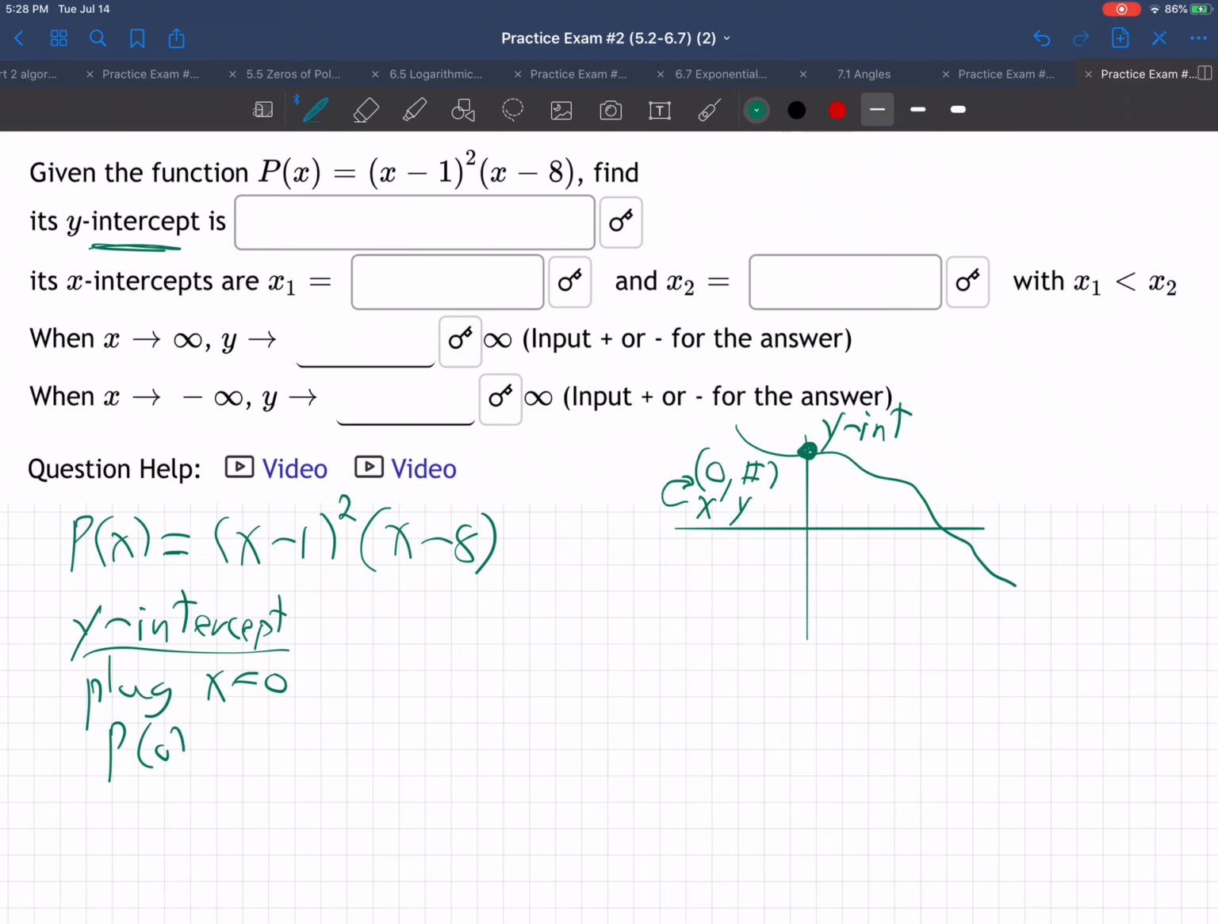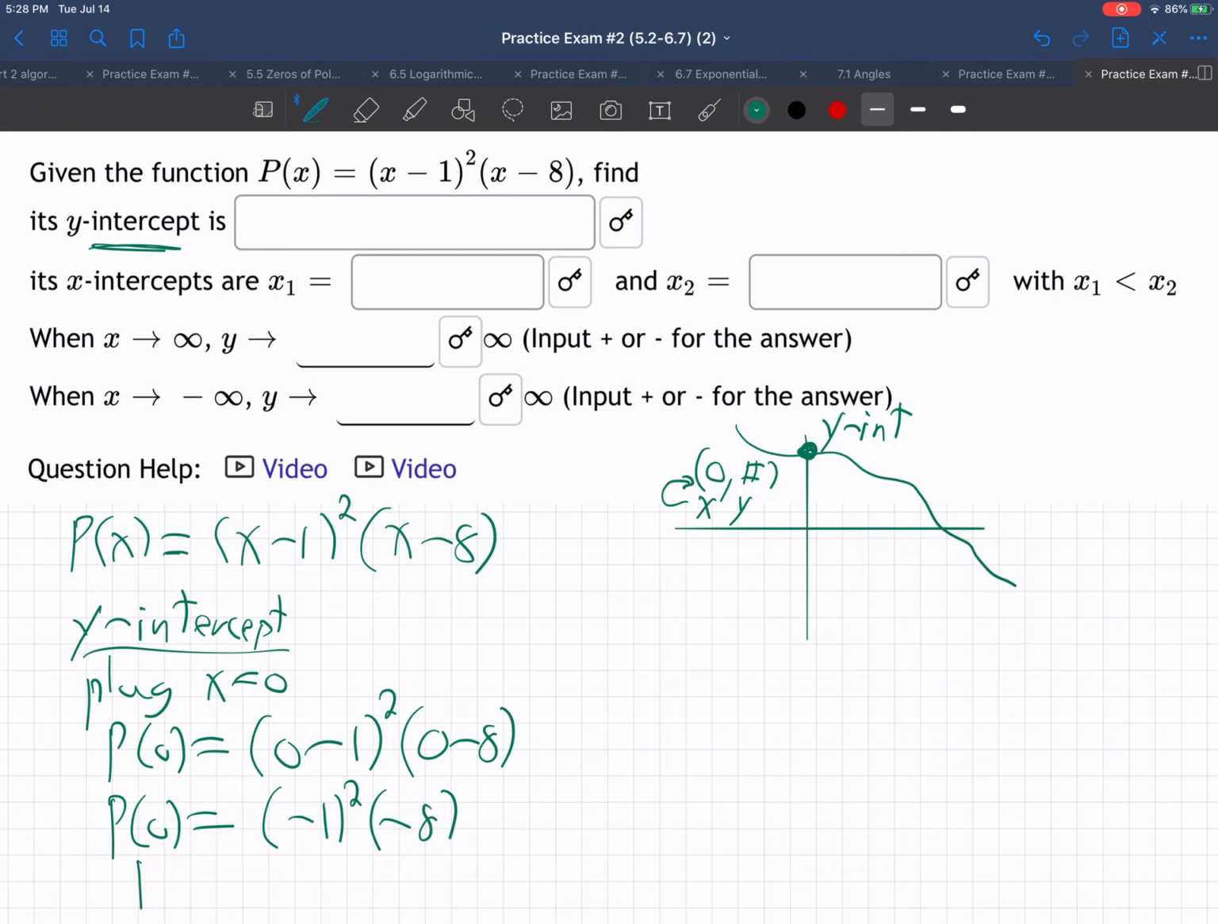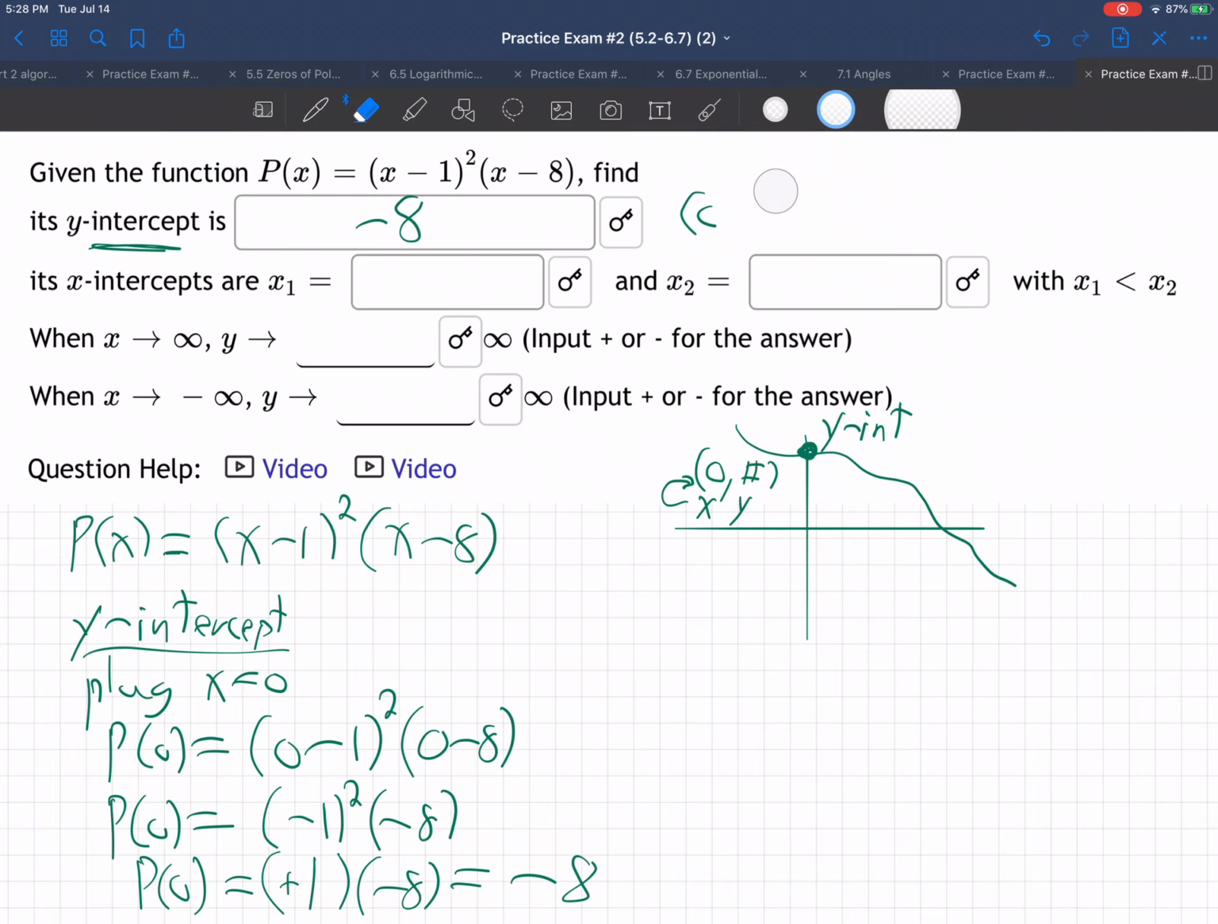So I plug in 0, and I get 0 minus 1 squared times 0 minus 8. That comes out to be negative 1 squared times negative 8, which is positive 1 times negative 8, so that's negative 8. So the y-intercept is negative 8. They don't want the ordered pair 0, negative 8, they just want the negative 8 part. So there's the y-intercept.